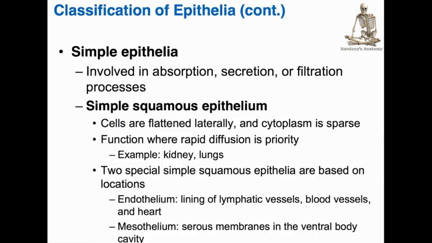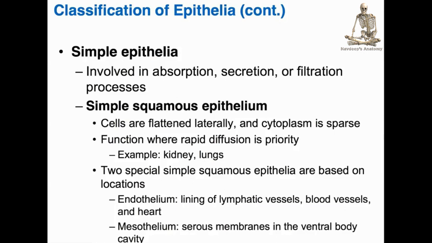Now, talking about the simple epithelia, as we already discussed, which is involved in the absorption, secretion, or filtration processes, the first classification of it is the simple squamous epithelium. As you may understand from the word itself, it is a simple, single-layered, squamous, flat layer cells epithelium. So the cells are flattened laterally, and cytoplasm is very sparse in this, and these mostly function and are present where rapid diffusion is the priority. For example, in kidney and in lungs, where the diffusion process is the main priority.